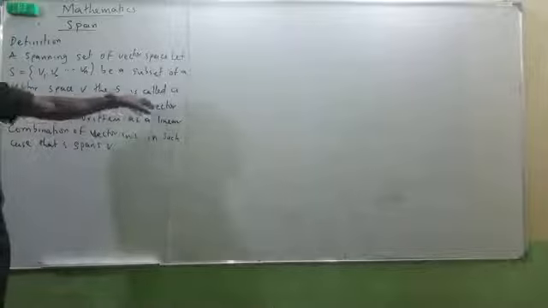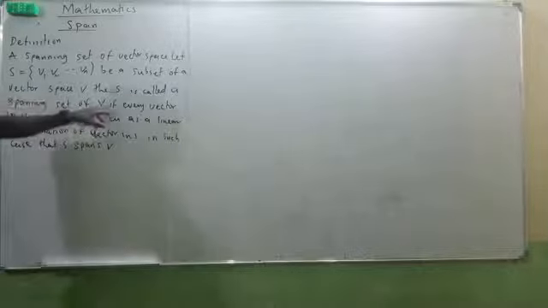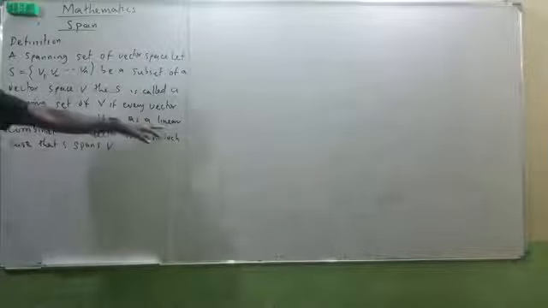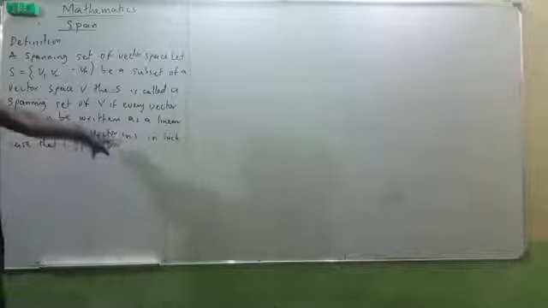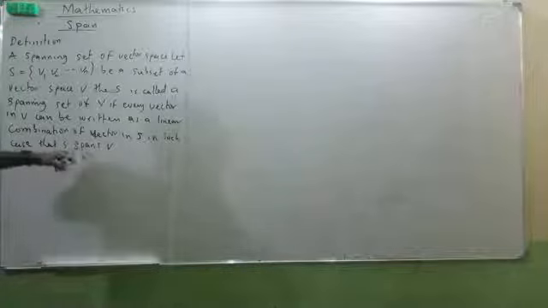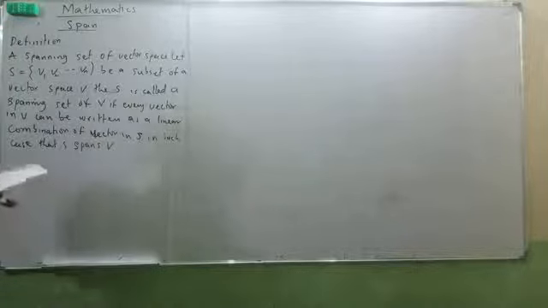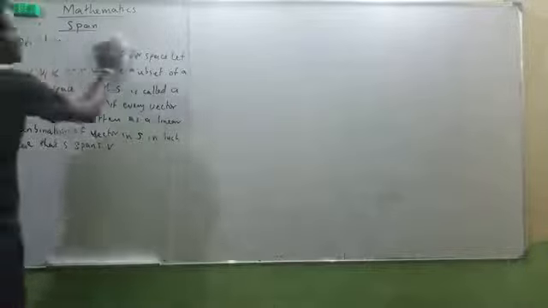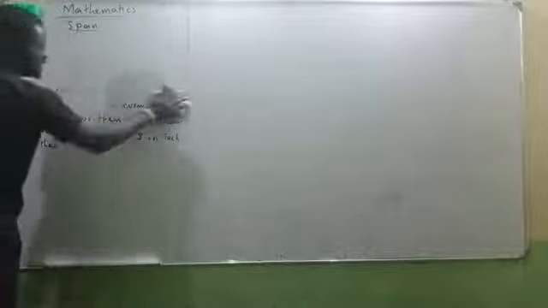This X is called a spanning set of V if every vector in V can be written as a linear combination of vectors in X, such that in this case, X is what spans V. That is what we need to understand there. Now I won't say much on span, but I will be using it to explain dimension and basis.